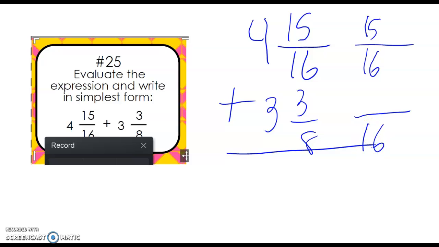And so we know the denominator is 16, but where does the numerator come from? Remember, the way that we find that is we want that to be an equivalent fraction. So we ask ourselves, how did we get from 8 to 16? That was times 2. So whatever we do here to our denominators, we also have to do to the numerators. So 3 times 2 is 6. So 3/8 is equivalent to 6/16.